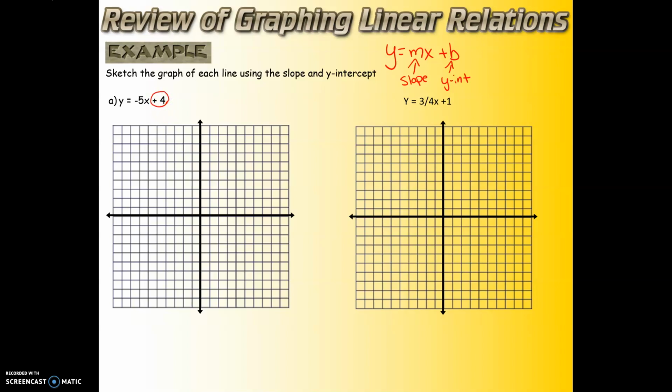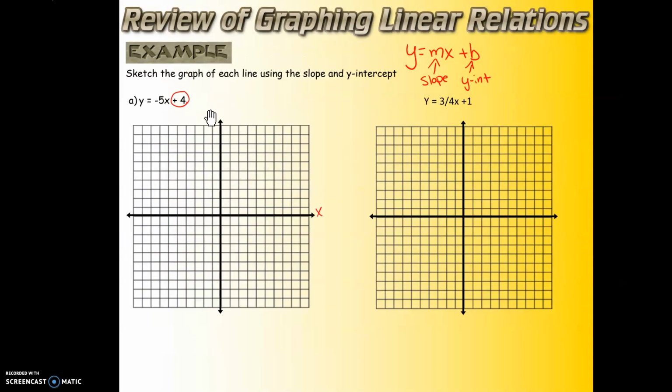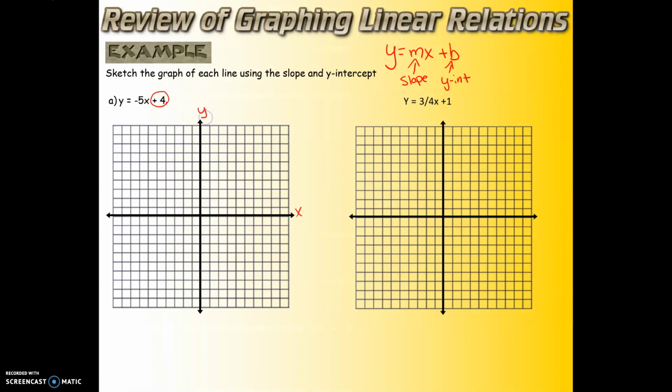So here in the first example in A, here's my y-intercept. It's my starting point. And on your coordinate plane, this is your x number line, and your vertical line is your y number line. So my y-intercept is positive 4. So on the y number line, I'm going to plot a point at 4. So there's my first point.